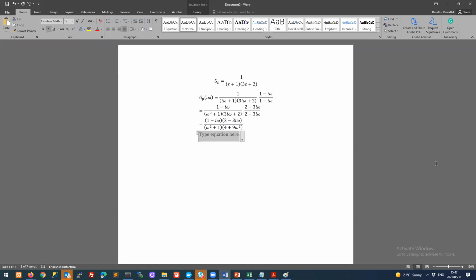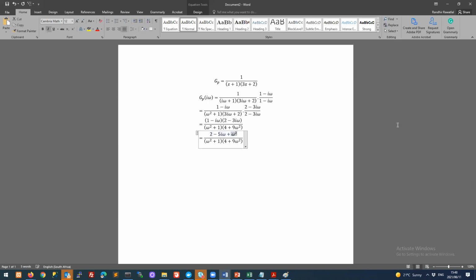Okay, and then so we can multiply the numerator. And so here you've got 1 times 2, which is obviously 2. And then you are going to get 1 times minus 3i omega, and then minus 2 times i omega. So this is going to work out to minus 5i omega. And then you are also going to get minus i omega times minus 3i omega. So this is minus 3i squared, which is a plus 3, and then omega squared.